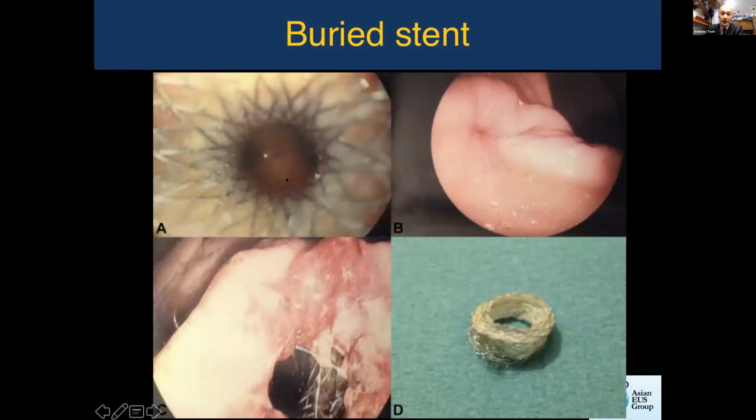So this is buried stent syndrome, where the stent was being pulled out of the stomach. And in this case, even the entire stent cannot be seen. This is because as the collection collapses, it will pull the stent away from the stomach. So we try to drain as distal as possible.